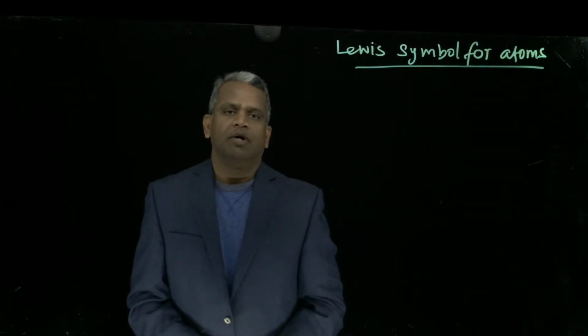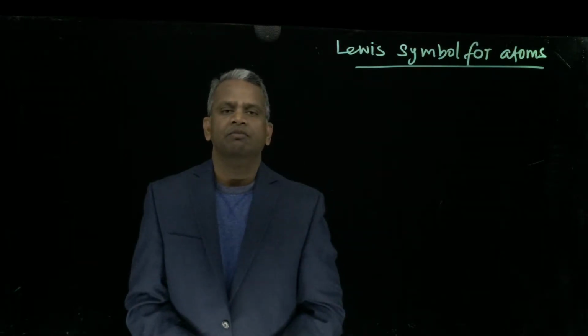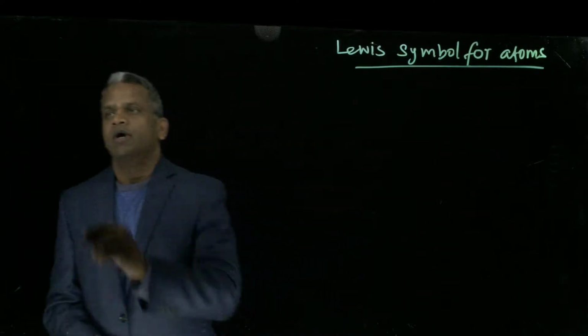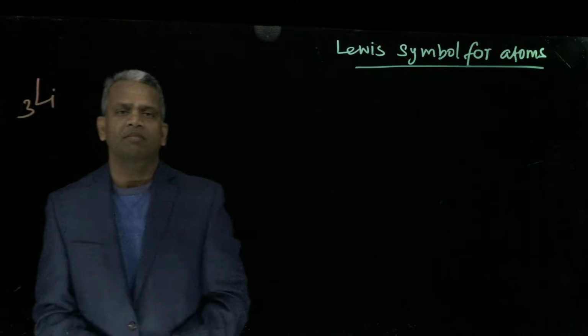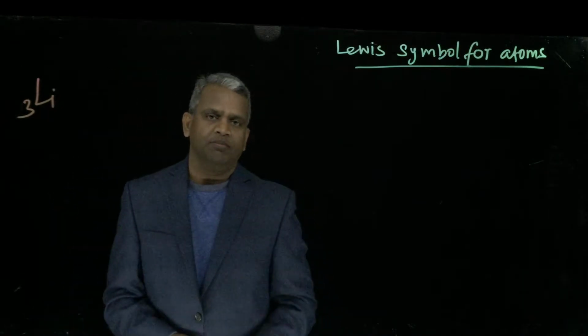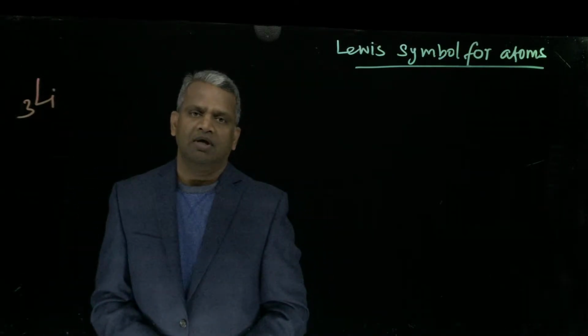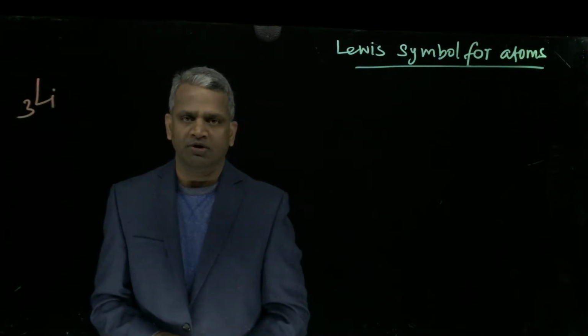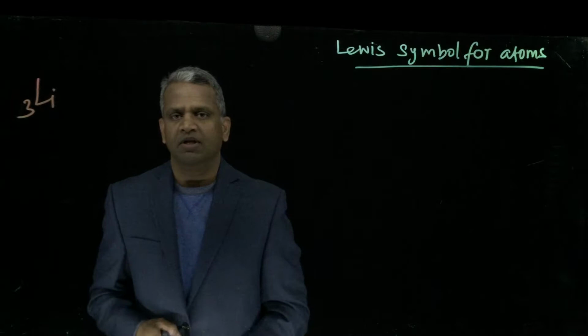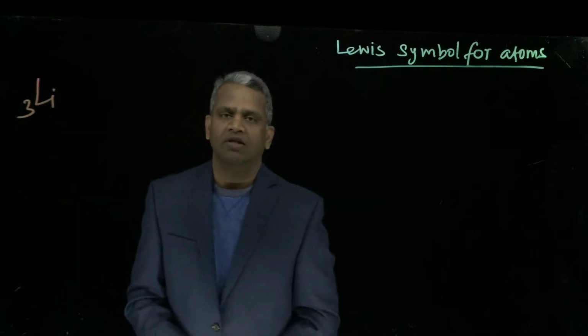This tutorial is about writing the Lewis symbols for certain atoms. Let's take a look at lithium first. Lithium is present in the first group on the periodic table. The group numbers tell us the number of valence electrons present in those elements, and lithium is present in the first group, so it has one valence electron.